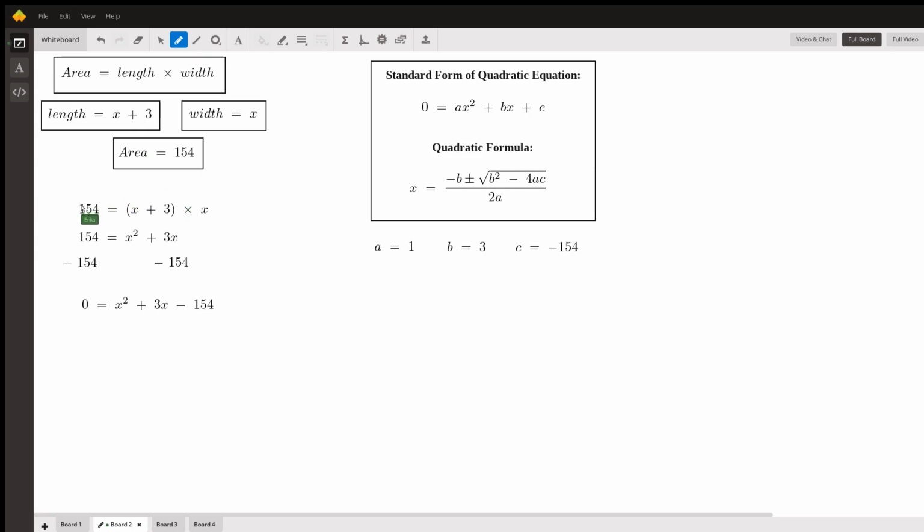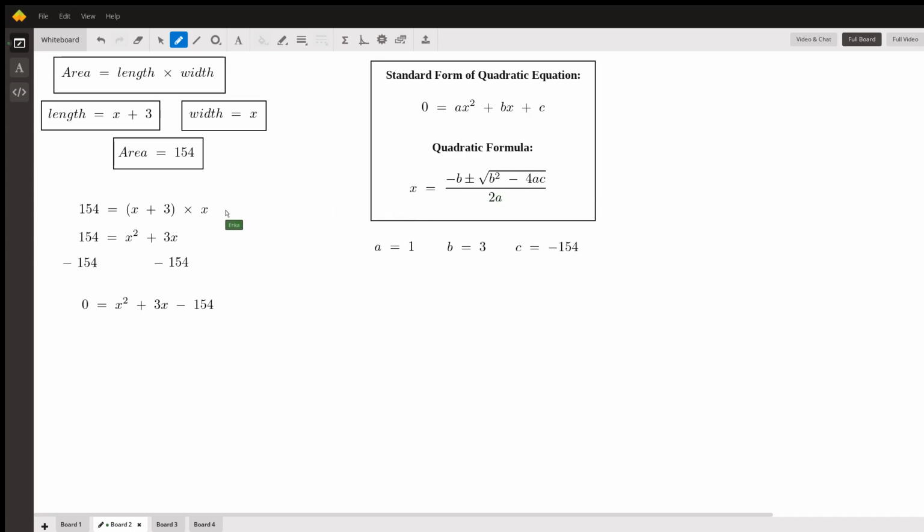And we can go ahead and multiply this all out. Now remember the distributive property here. We're going to distribute this x to both of these, so it's going to be multiplied by that 3 and multiplied by this x. So when we distribute that all out, we get 154 is equal to x squared plus 3x. Now we see here this is a quadratic equation because it has a power of 2. And so we want to go ahead and use our quadratic formula to solve for x.